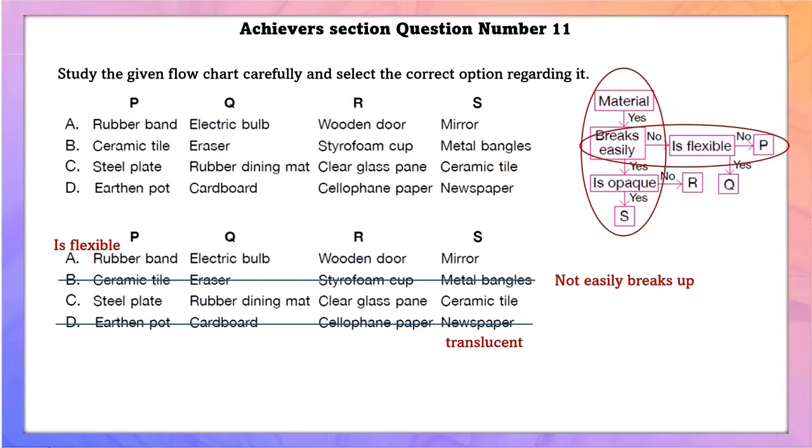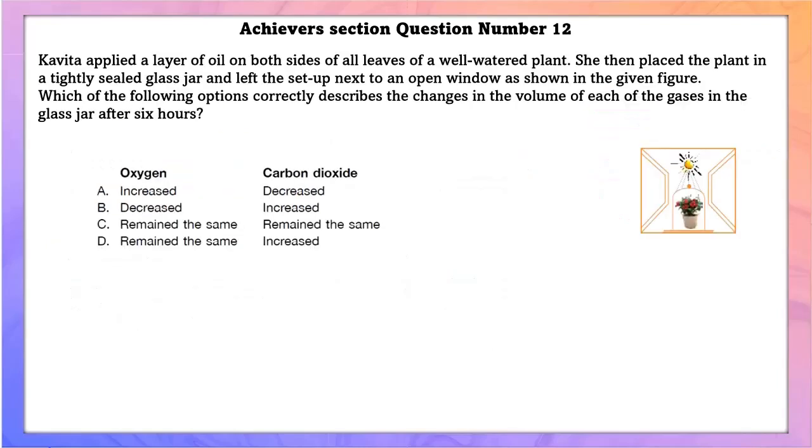So, since rubber band is flexible, we cannot take this option into consideration. If we see, R and Q also satisfy the option C. So, C is the correct option. Achiever section question number 12.